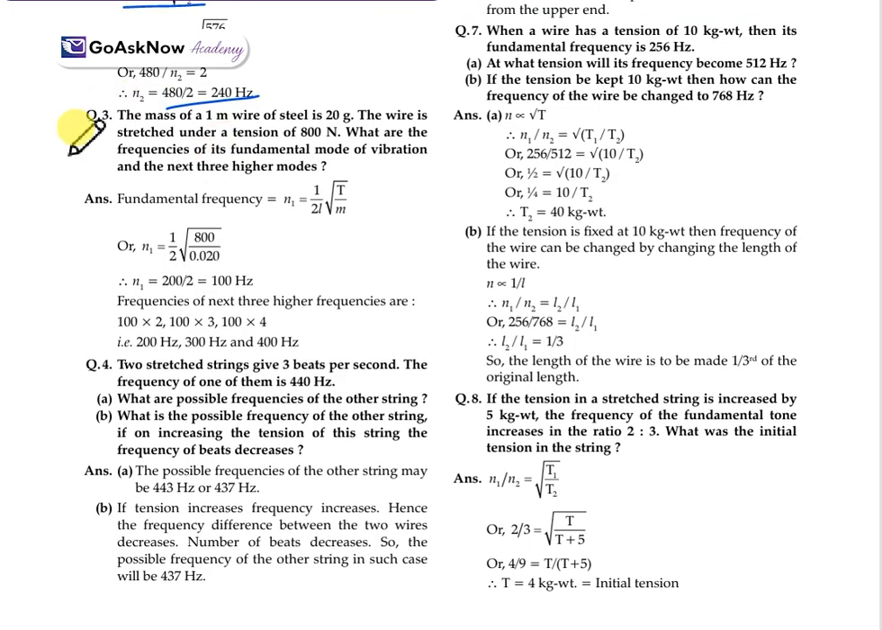The mass of a 1 meter wire is 20 gram. The wire is stressed under a tension of 800 Newton. What are the frequency of its fundamental mode of vibration and the next 3 higher notes?